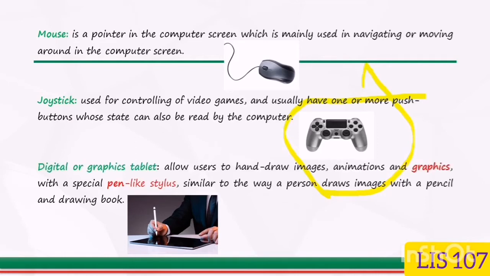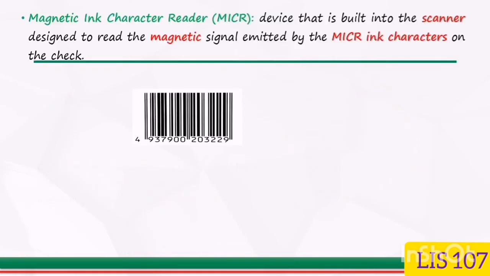We also have a joystick. A lot of the time this joystick is used for video games. A lot of people that play video games will be familiar with this object, this image that I put on this. We also have our magnetic ink character reader.